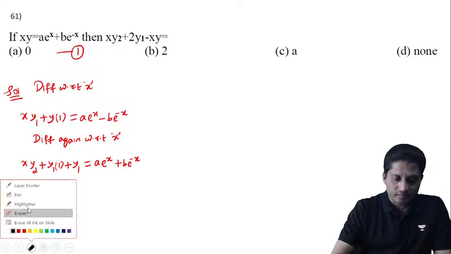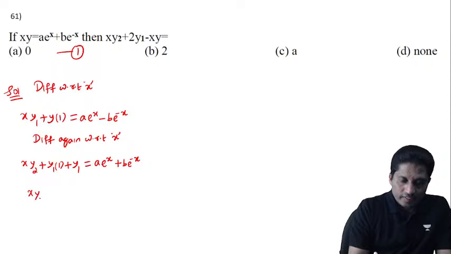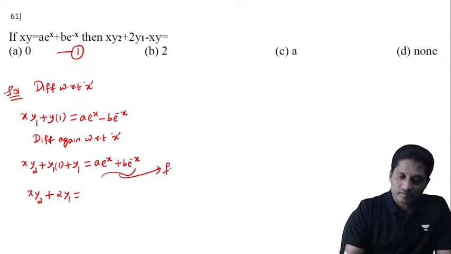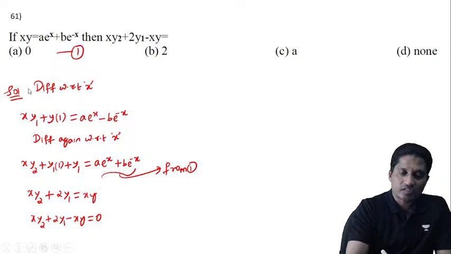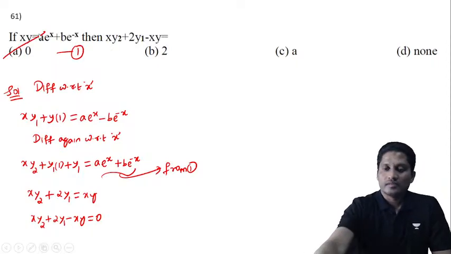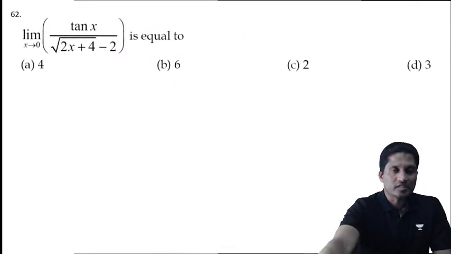So this is x into y2 plus y1 plus y1, that is 2y1, is equal to this. If I use equation 1, from equation 1 the right side is the same as xy. So if I shift it to the left side, x into y2 plus 2 into y1 minus xy is equal to 0. Answer is option A. Okay, question number 62.